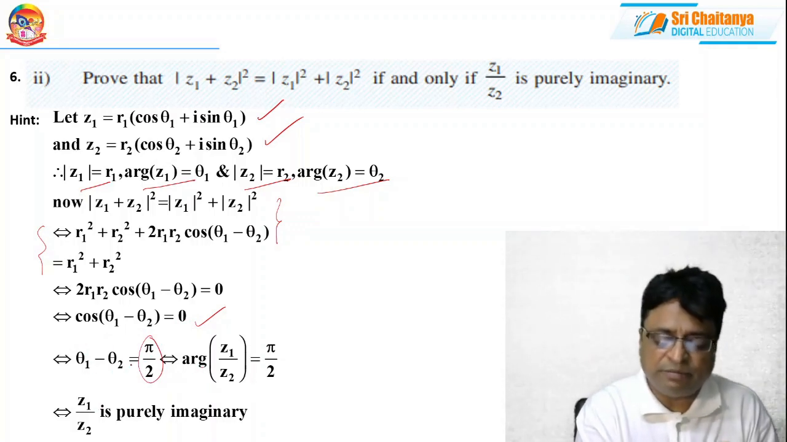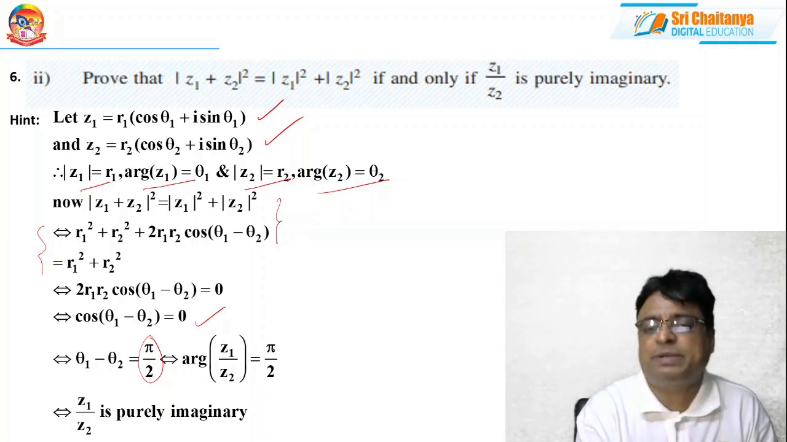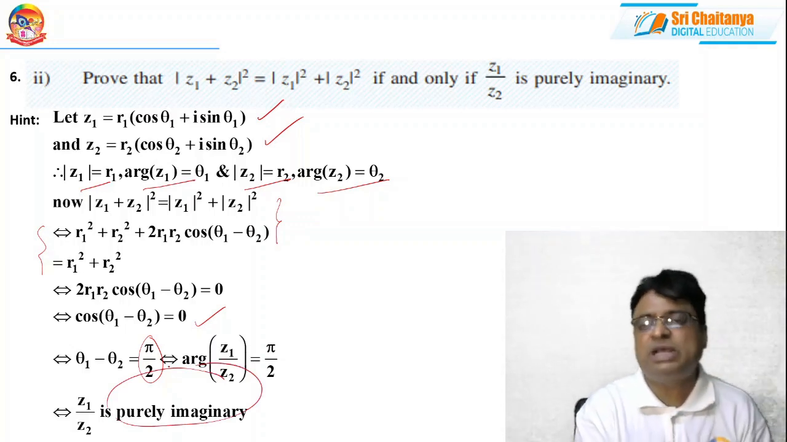Argument Z1 minus argument Z2 is equal to pi by 2. That is, argument of Z1 by Z2 is equal to pi by 2. Whenever the argument of a complex number is pi by 2, that complex number is what? Purely imaginary. Enough.